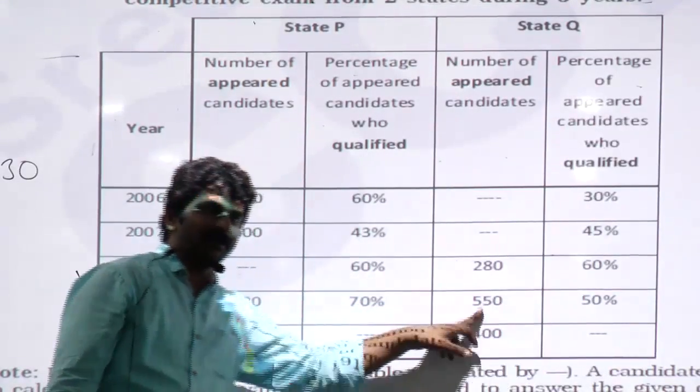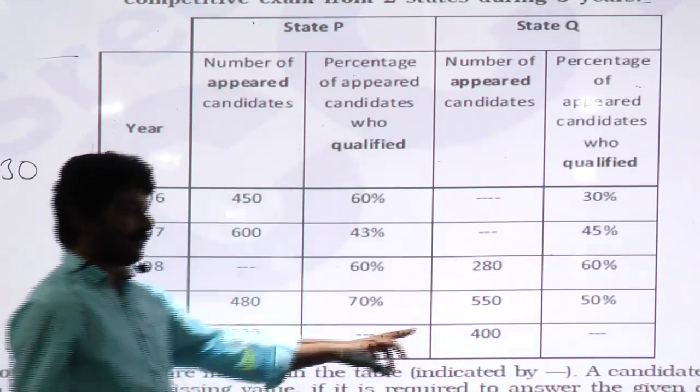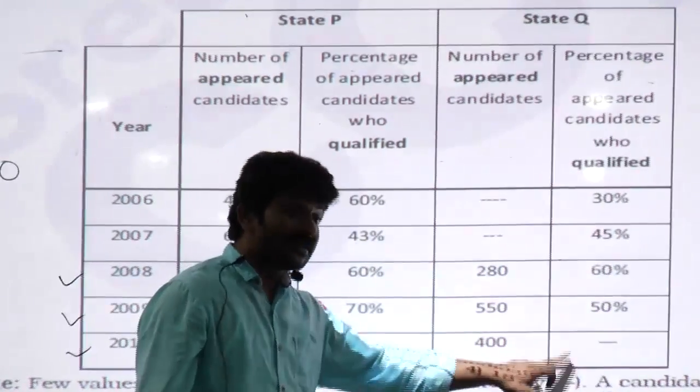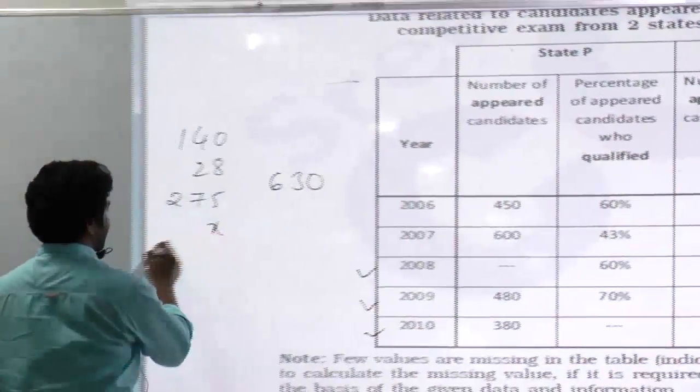550 and 50% of it, 275. And then out of 400 there is some number, but you are not asked about the percentage value, you are asked about the number itself. So there is a number something here, x.